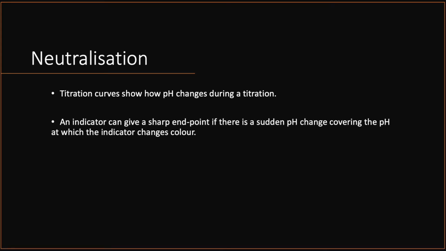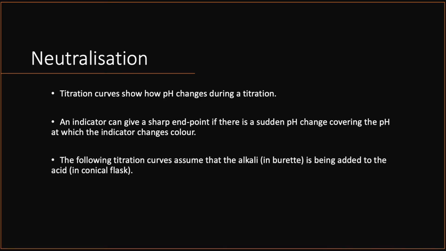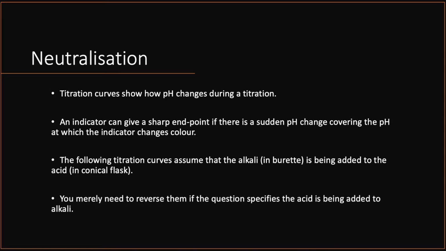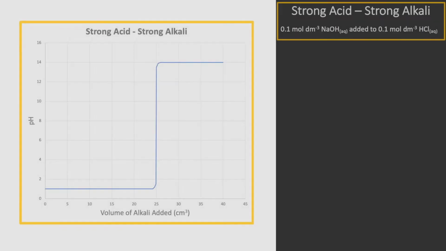So let's have a look at neutralization. We're going to look at some titration curves, and they're going to show how our pH changes during a titration. We need an indicator that gives us a sharp endpoint over that sudden pH change. We're going to assume that in these titration curves the alkali is in the burette and it's being added to the acid. Obviously, if the question goes the opposite way, just reverse the curves.